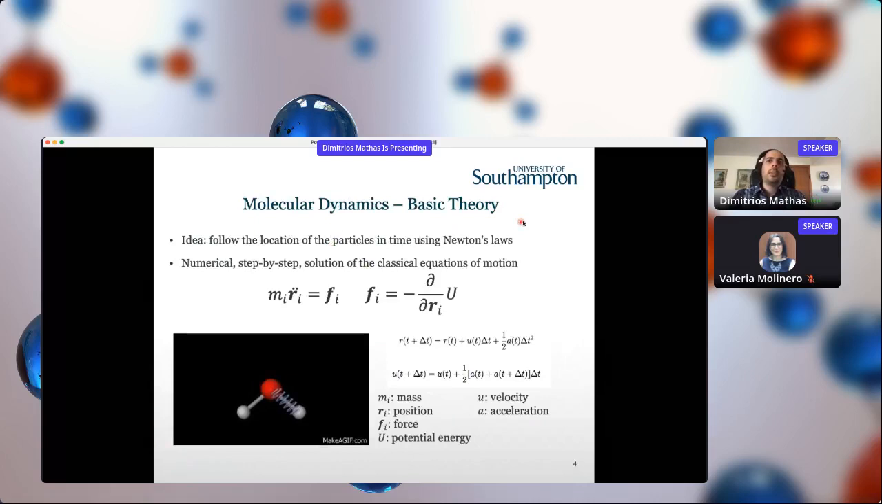So the basic theory behind molecular dynamics is that we follow the location of the particles, we perform time evolution, and we solve numerically Newton's equation of motion. And because this is a many-body problem, and this equation cannot be solved analytically, we numerically integrate it. For example, we update the positions and the velocities at each time step, which depend on the previous time step. This figure here shows an example in MD for harmonic oscillations.